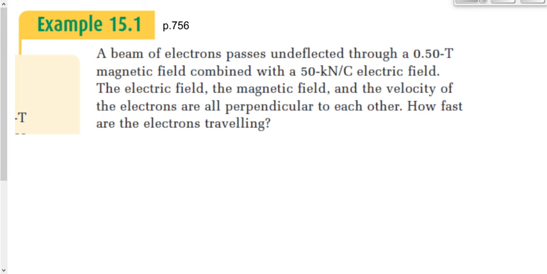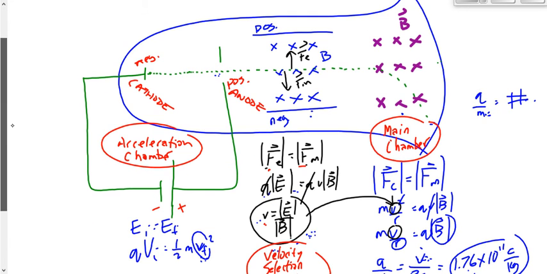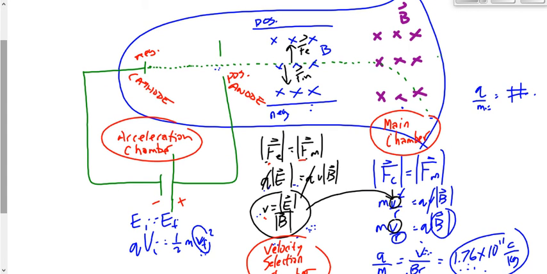A beam of electrons passes undeflected through a magnetic field combined with this electric field. The electric field, the magnetic field, and the velocity are all perpendicular to each other. How fast are the electrons traveling? Hey, this is a cathode ray tube problem, but you've got to ask yourself, if you've got electrons or cathode rays going undeflected through an electric field and a magnetic field, which chamber of the cathode ray tube is this? Which section is it?